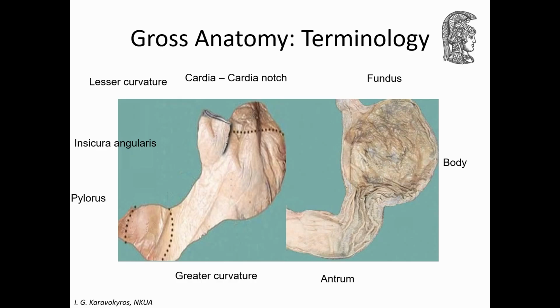Topographic landmarks of the stomach are the lesser curvature, cardia, fundus, body, great curvature, antrum, and pylorus. In the right part of the slide, we can see the stomach opened. The gastric folds, also called rugae, are more prominent in the fundus and the body, and less prominent in the antrum. Of topographic importance are also the cardiac notch and the incisura.